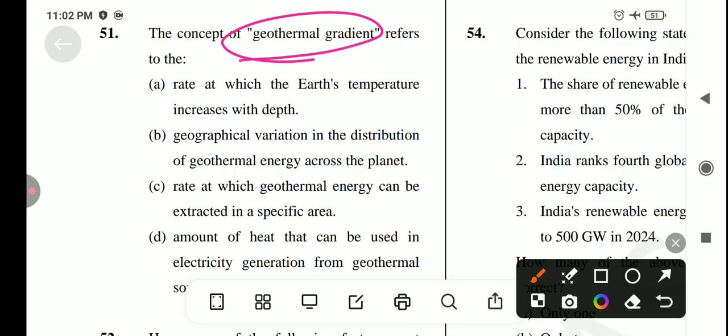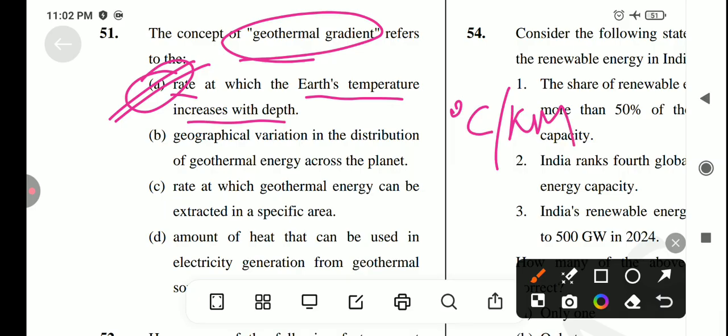ओके, द कॉन्सेप्ट ऑफ जियोथर्मल ग्रेडियंट्स रिफर्स टू, ये किससे रिलेटेड है? सो the rate at which the earth's temperature increases with depth, yes it's a correct statement। यही इसका फर्स्ट स्टेटमेंट करेक्ट स्टेटमेंट हो जाएगा, which means geothermal gradient is the rate of temperature change with respect to the increase in depth in the earth's crust। okay, और ये इन डिग्री सेल्सियस पर किलोमीटर, it is usually expressed in degree Celsius per kilometer। okay, so this one statement one is correct answer for this question.